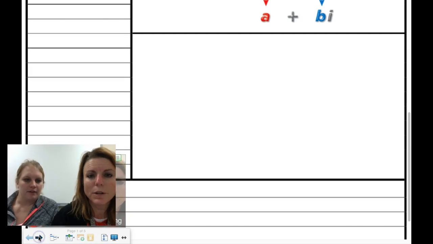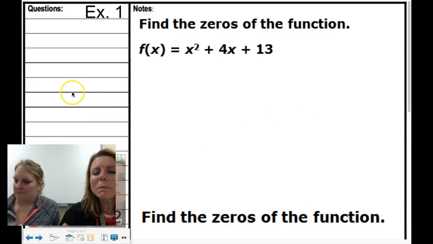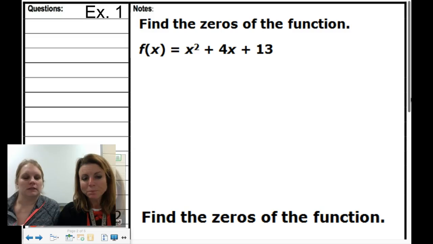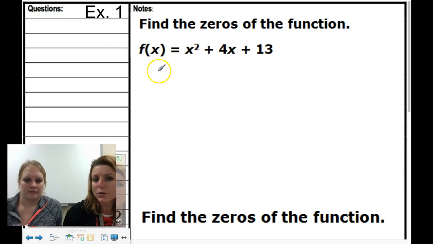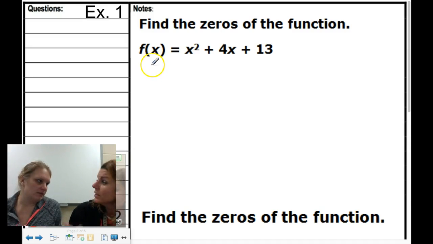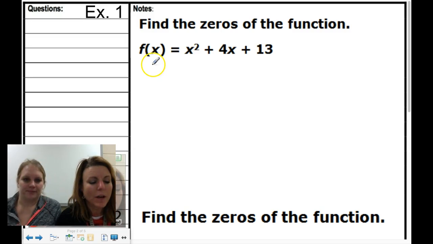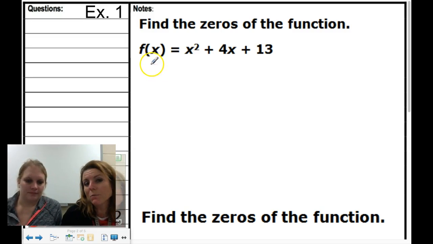Let's see. There we go. Remember 5.5 day 1? We started it saying we're still finding the zeros, the roots, and the x-intercepts. There are different ways we can do that. However, they're not going to be real solutions this time. They're going to be non-real. We're going to get a complex number, an imaginary number.